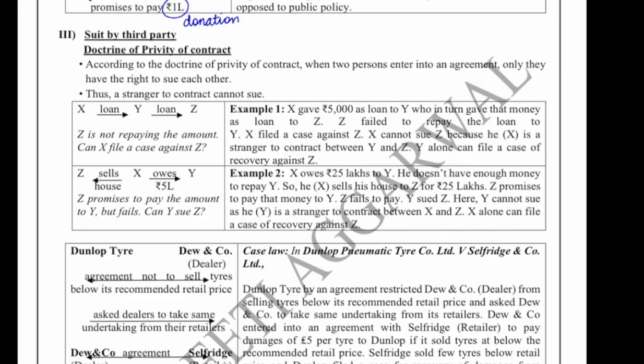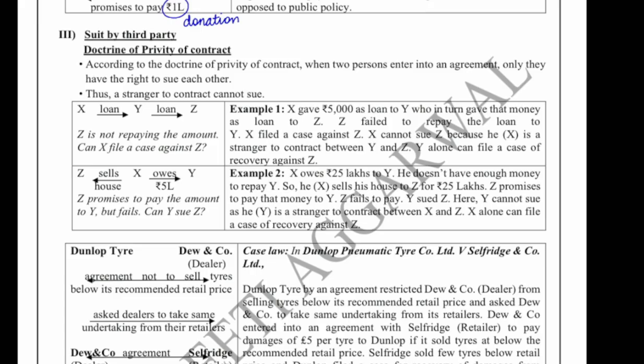We have been discussing all the essential elements one by one. So up till now we discussed offer, acceptance. In my previous episode I started consideration. So these are all the elements of a valid contract. We are going to discuss each one in detail. Now, up till now we have discussed what is consideration, definition of consideration, and the essential elements of consideration.